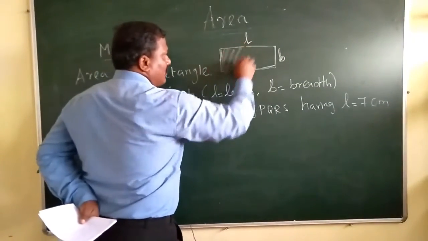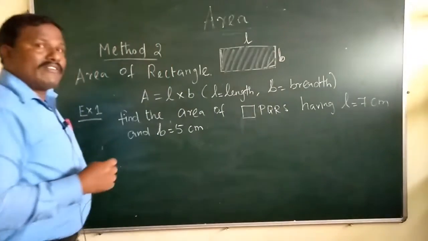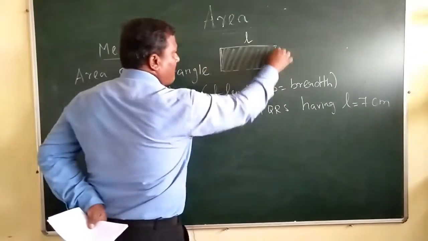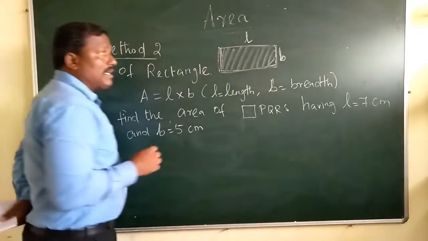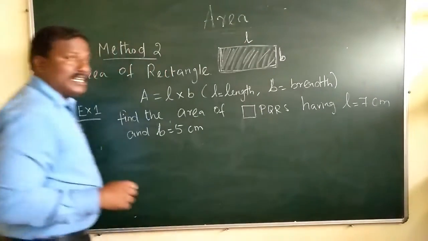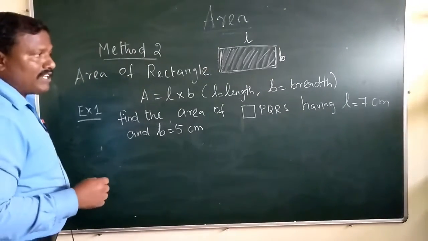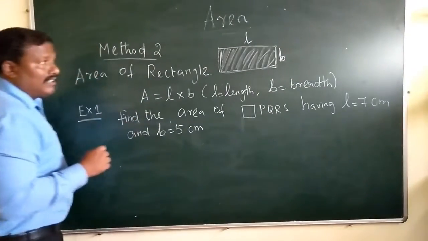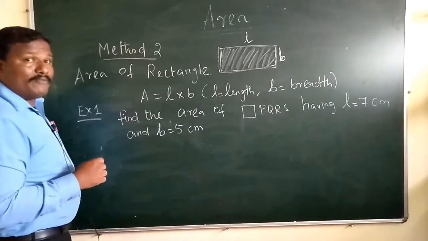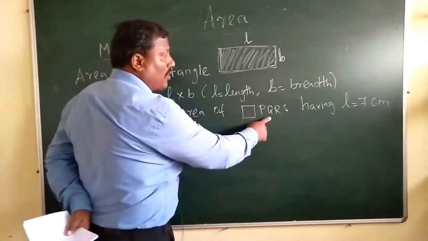You know very well, perimeter means just the outline, only the outline length, but area means the amount of the surface. So we use the formula and find out the area of the given rectangle figure. Example: find the area of rectangle PQRS.